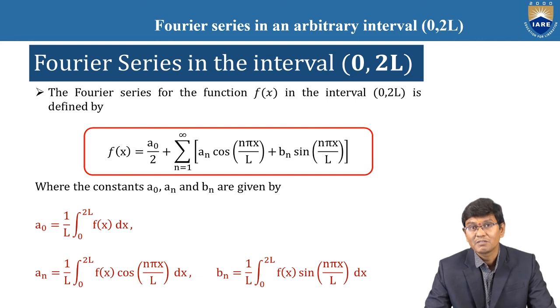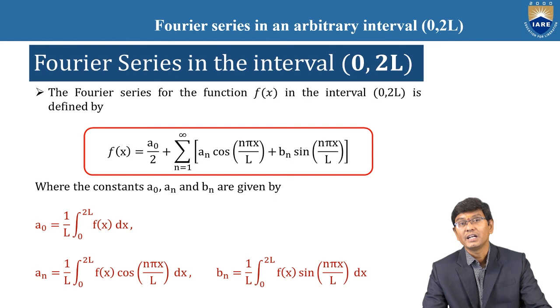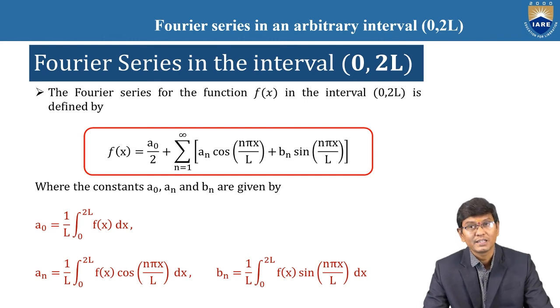It is not a concept involved here. This is the Fourier full range series under arbitrary periods, that is, 0 comma 2l is the limits of the given equation. Therefore, this is the conclusion of this topic, the Fourier series in the interval 0 comma 2l.